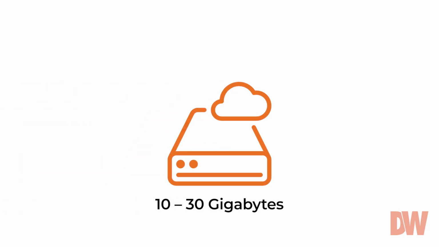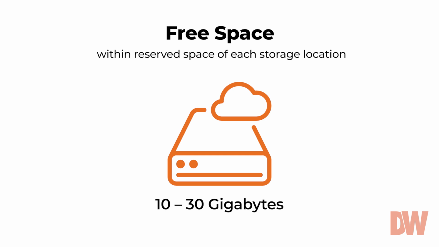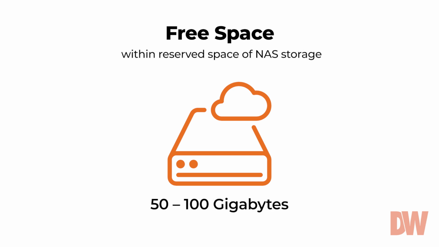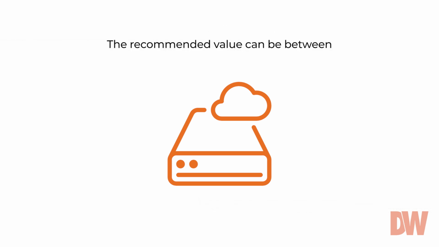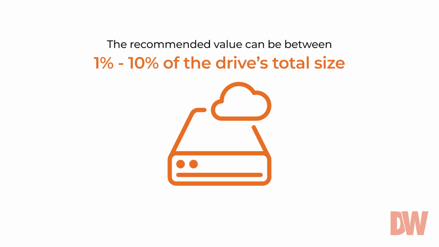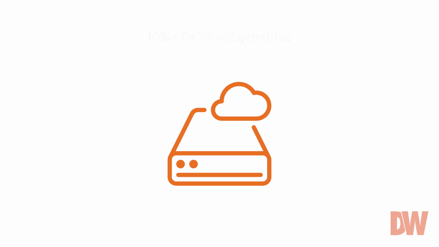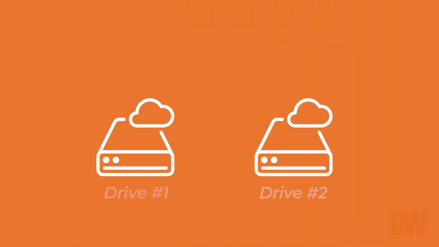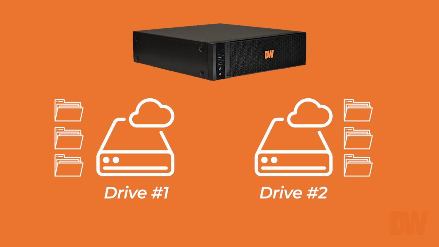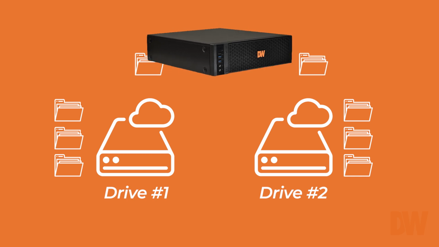By default, approximately 10 to 30 gigabytes of free space is always preserved within the reserved space of each storage location. For NAS storage, this amount may vary between 50 to 100 gigabytes. The recommended value can be between 1% to 10% of the drive's total size. For example, 10% of a 1 terabyte drive is 100 gigabytes. Once this designated storage is full, the system will begin to overwrite the oldest footage with new archives.